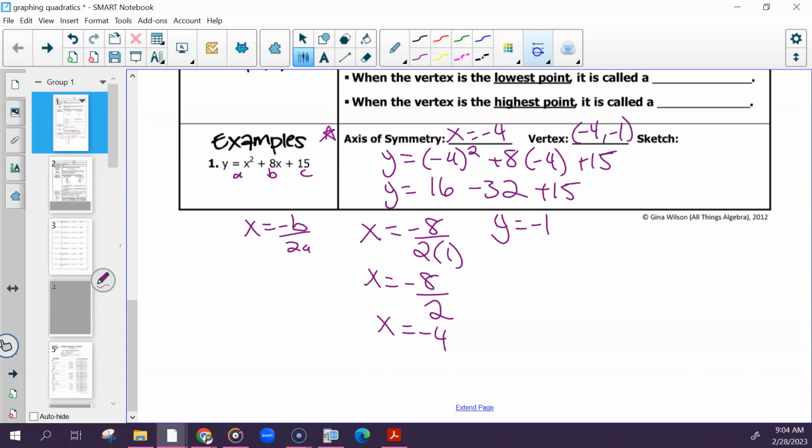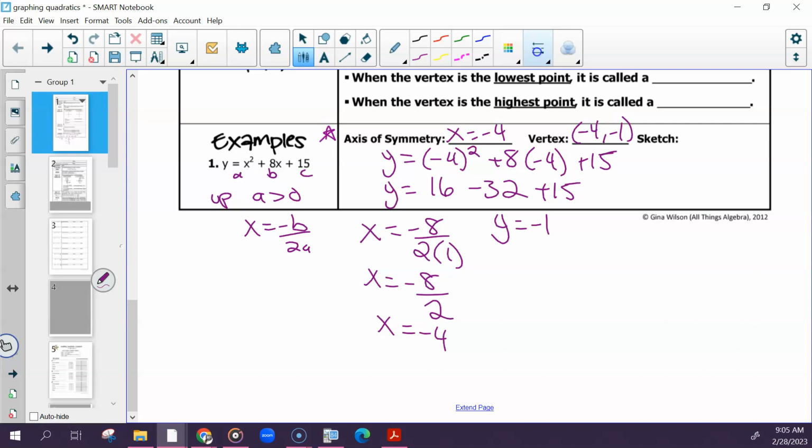Before we draw this sketch, is this going to face up or down, based on your A value? Is this positive or negative? Positive, so it should face up. You could do that whenever, it doesn't really matter. So that means our vertex is going to be a minimum or a maximum. If A is positive, if it's facing up, will it be the lowest point or the highest point? It'll be the lowest point.